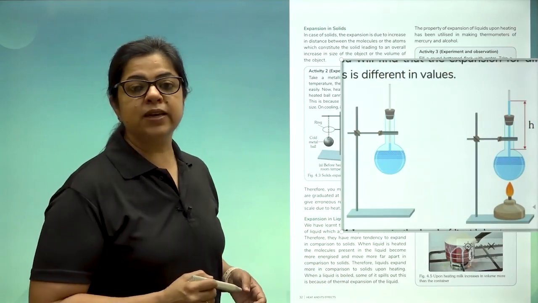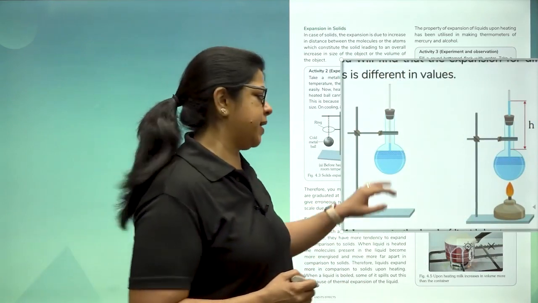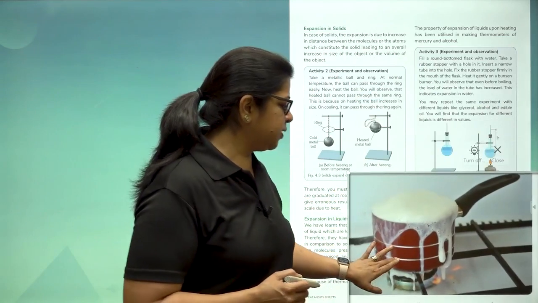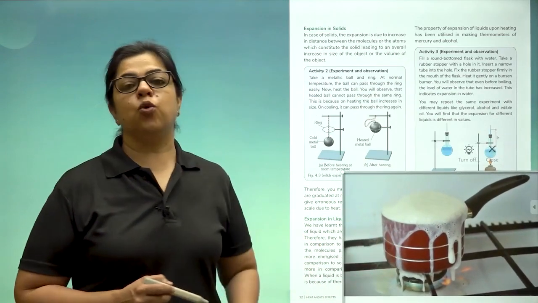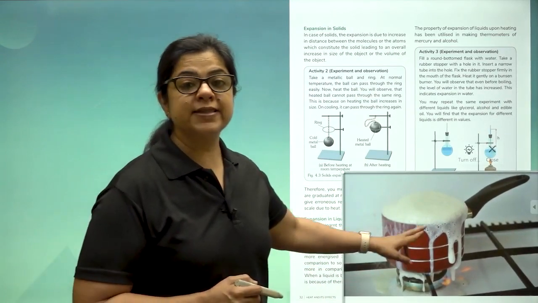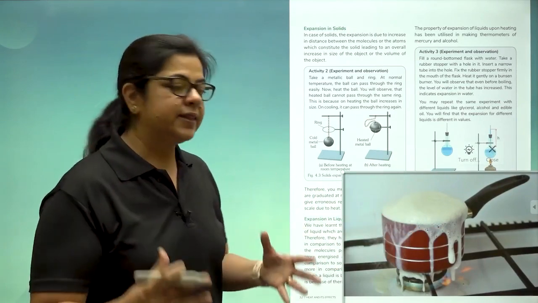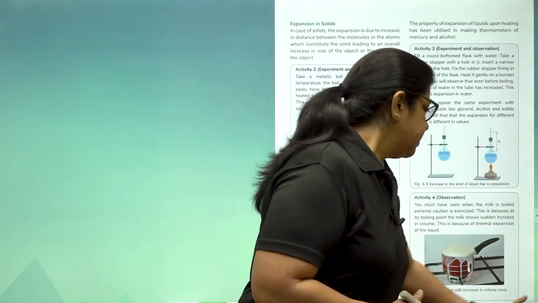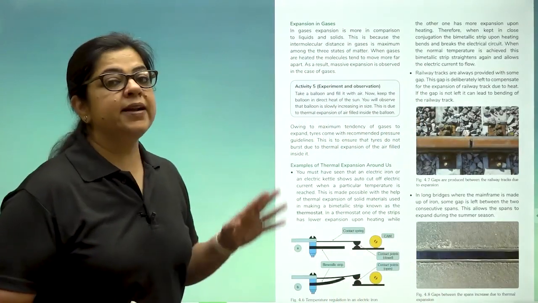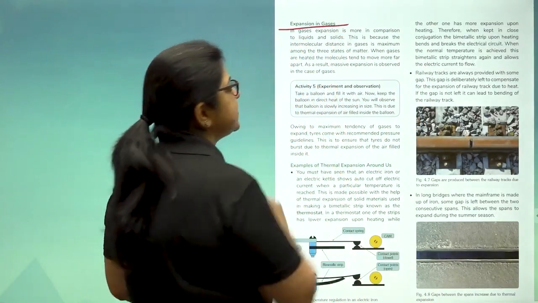So what is happening on heating? The liquid is expanding. So if you have ever noticed milk boiling over at home, why is it happening? Because milk is expanding due to the heat. Now let us understand how expansion in gases takes place.